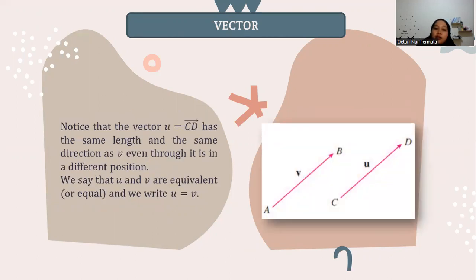Notice that the vector U equals vector CD has the same length and the same direction as V, even though it is in a different position. We say that U and V are equivalent or equal, and we write U equals V.